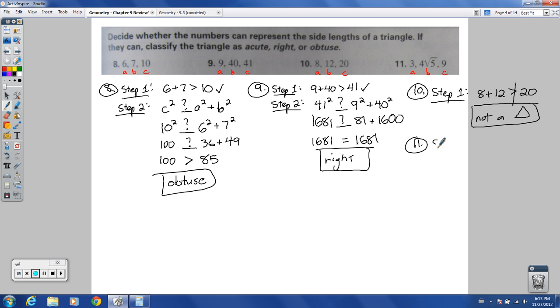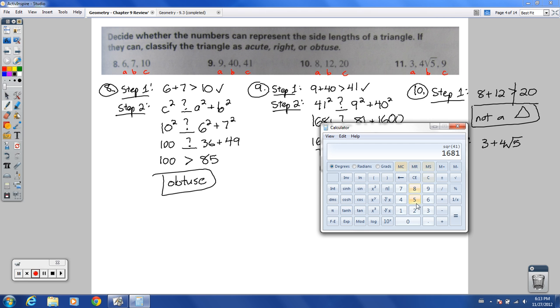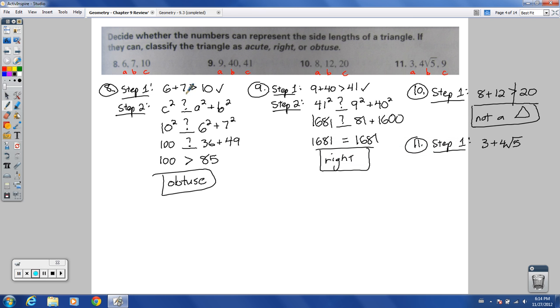Number 11, let's check that one out using the same idea. So this 3 plus 4 radical 5, we did the math on that one. Let's do that again because I forgot exactly what it was. I think it was 8.9 something. 4 times square root of 5, 8.944. So this is approximately 8.94. We'll write it like that. I'll put that in red above there. So this is like saying 3 plus 8.94.